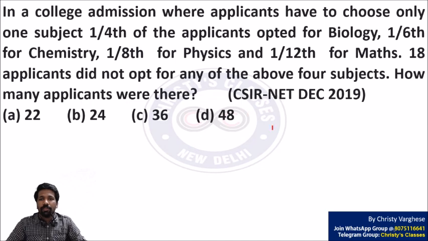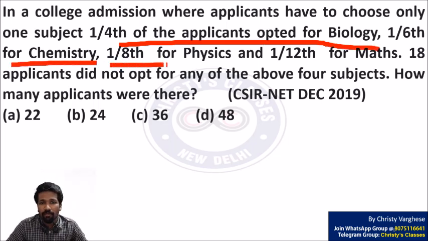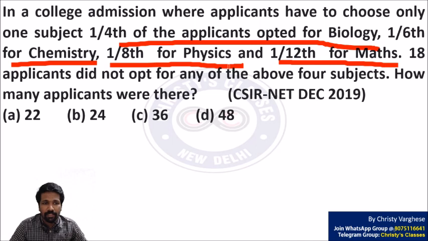In a college admission where applicants have to choose only one subject, 1/4 of the applicants opted for biology, 1/6 for chemistry, 1/8 for physics, and 1/12 for maths. 18 applicants did not opt for any of the above 4 subjects. How many applicants were there? So here also you can use the direct method if you want, or you can also use the elimination method. And in my opinion, elimination will save more time here.